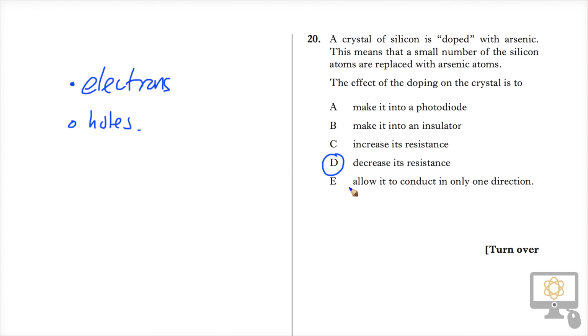But statement E potentially might be correct. It says to allow it to conduct in one direction only. That's not the same as increases its conductivity. So we're not going to use E as the correct answer. So it's definitely D in this case.